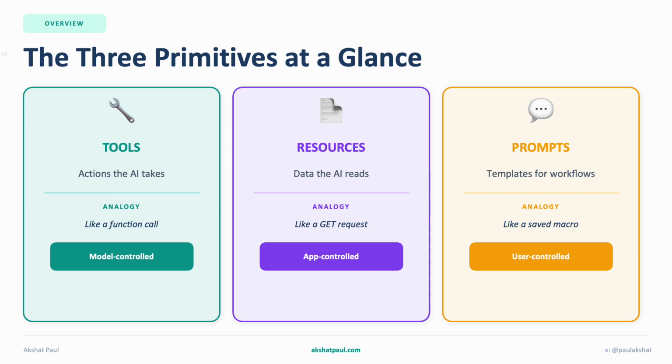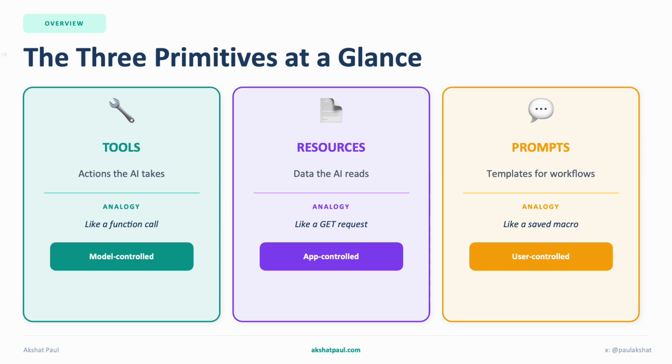Here's the fastest way to tell these three apart. And I wish someone had shown me this exact slide when I started. Tools are actions the AI takes. The closest analogy is a function call. You give the model a function with a name and some parameters, and the model decides when to call it. Critically, tools are model controlled. The AI itself decides if and when to invoke a tool based on the conversation.